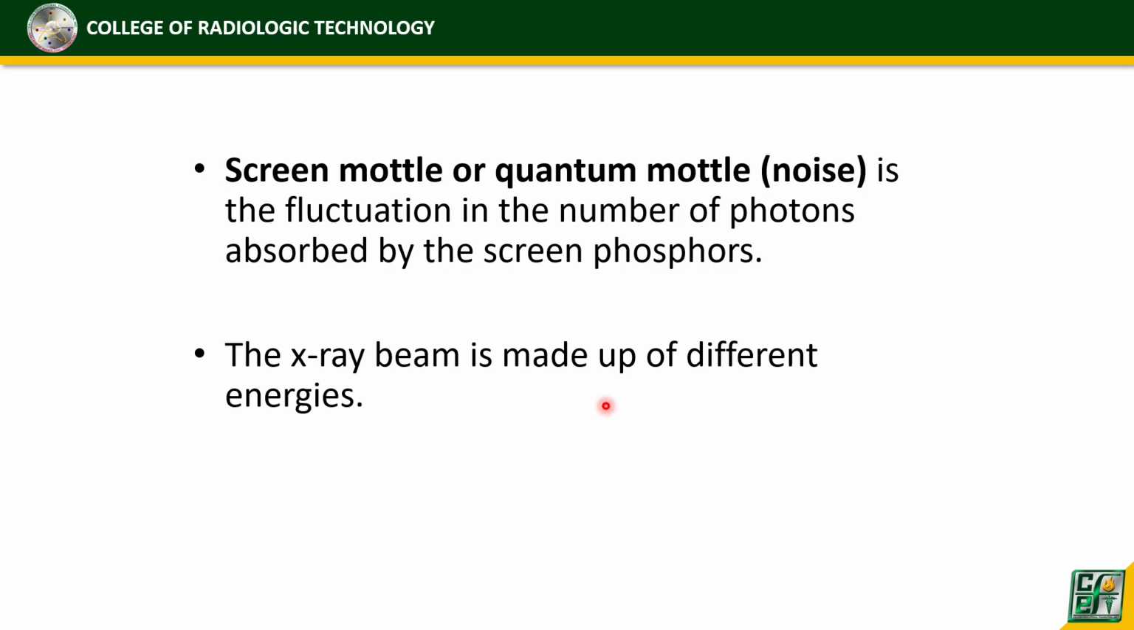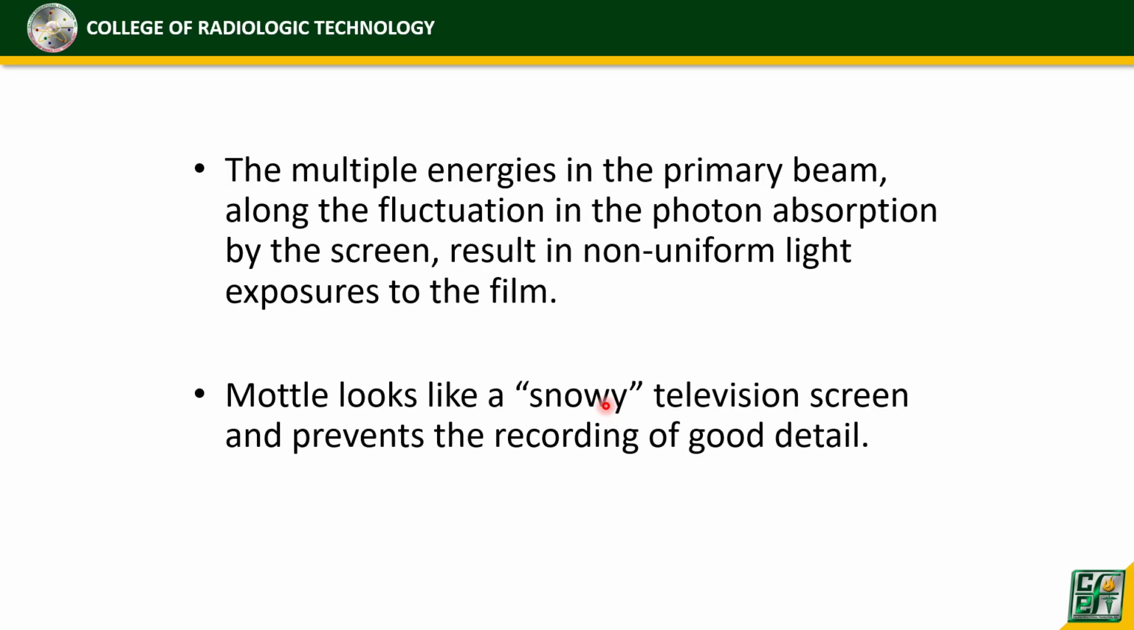And then the quantum mottle, okay, fluctuation in the number of photons absorbed by the screen photons. Okay, and therefore it affects the light photons that the film absorbs. So the multiple energies in the primary beam allow the fluctuation in the photon absorption by the screen result in non-uniform exposure to the film.